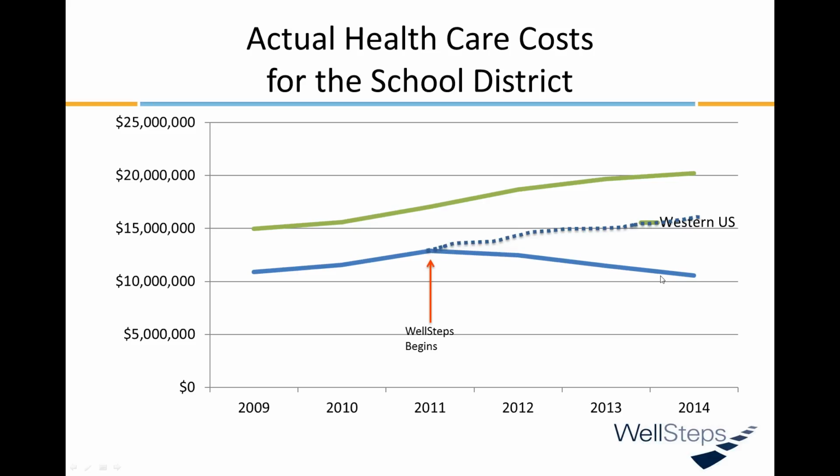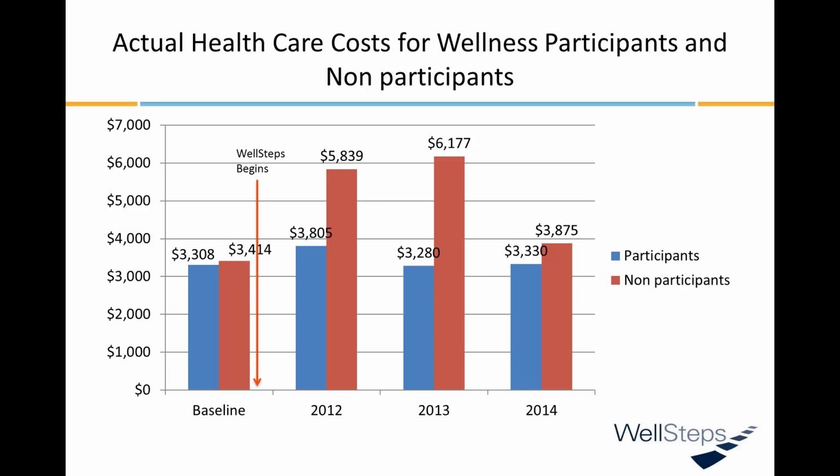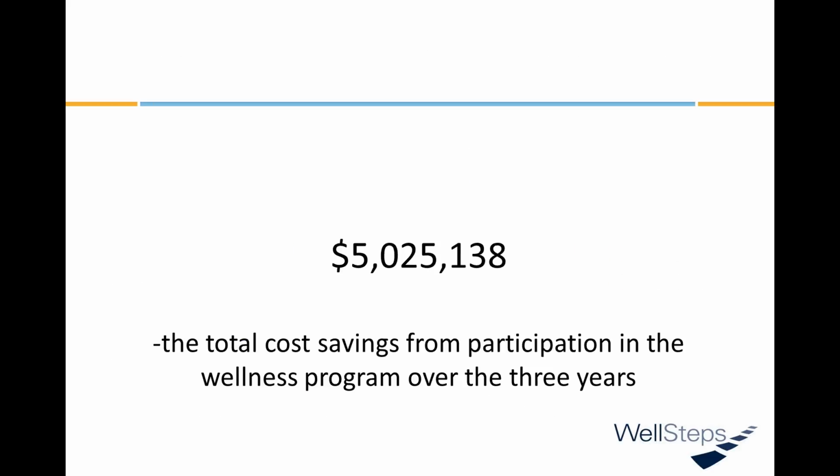WellSteps kicks in, we get a big deviation from this, and we compare participants to non-participants. 3 years before the program began, the participants and non-participants had almost identical claims. Once the program begins and we go across time, there is a divergence. Program non-participants cost considerably more than participants. We're able to quantify that, and we know that that savings is $5,025,000 over a 3-year period.